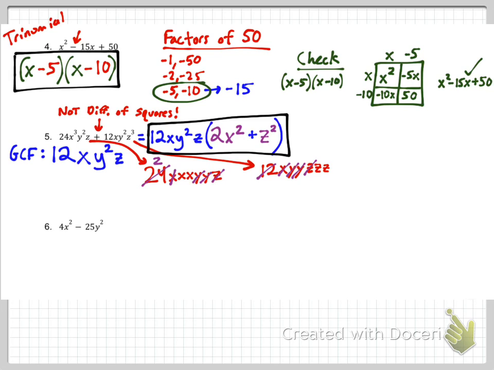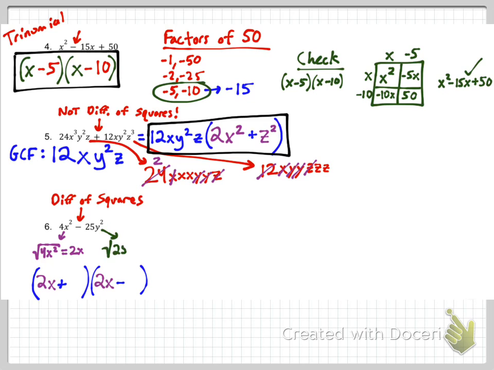For this last one, notice the subtraction, and everything is a perfect square. So we know it's something plus something, and that same thing minus that same thing. But what are those somethings and same things? Well, right here, I take the square root of the first. The square root of 4x squared is 2x. So I'm going to put that in the front.